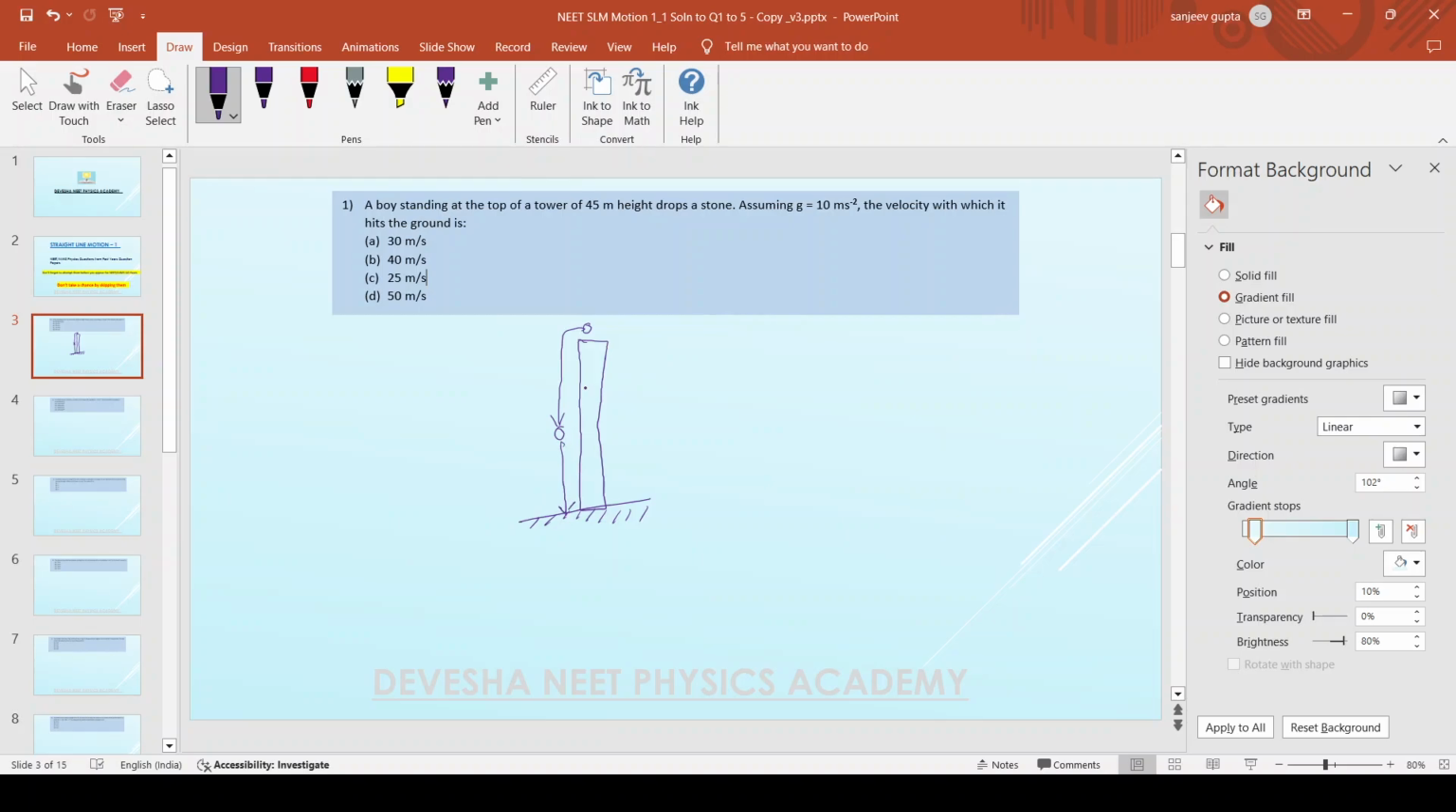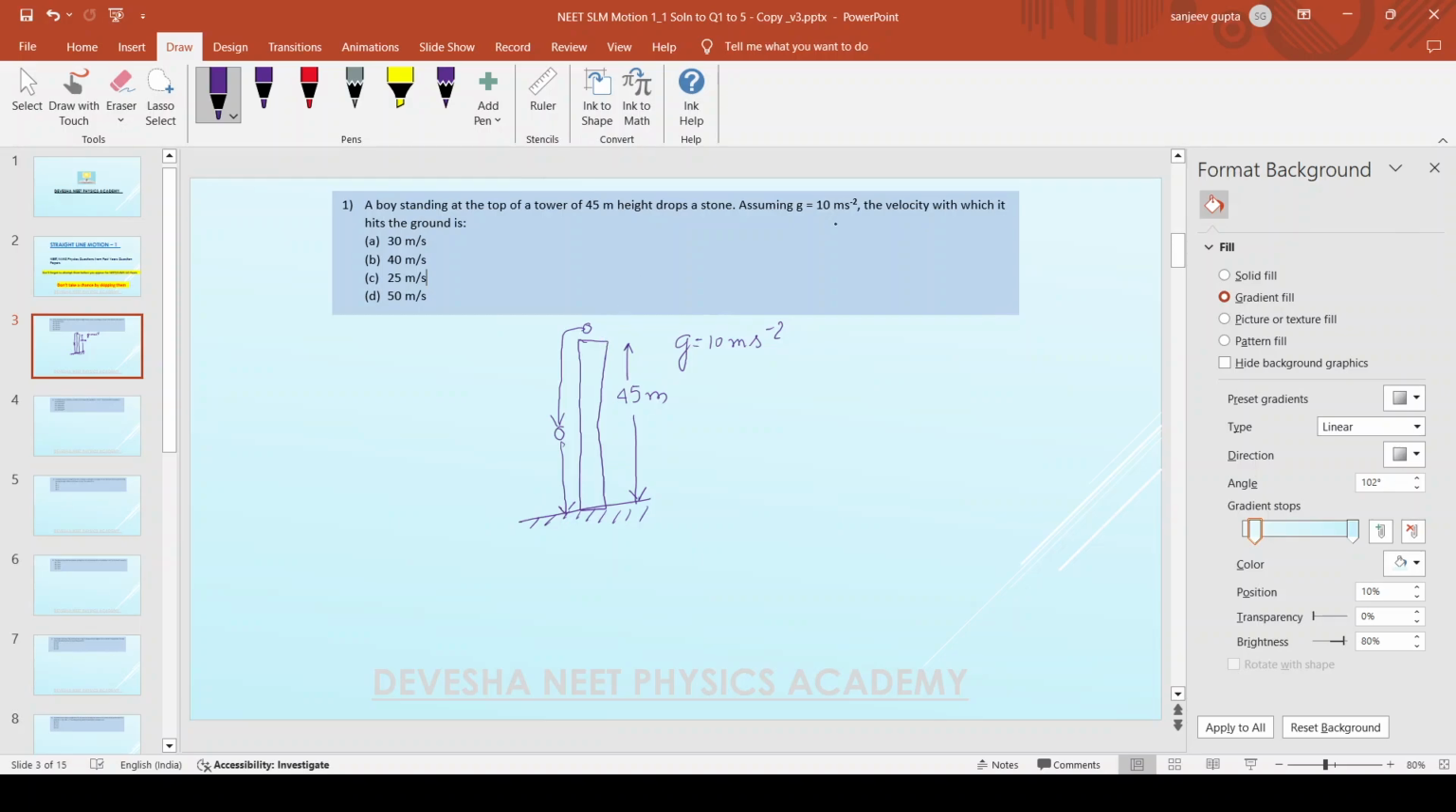And why is it dropping down? Because of the acceleration due to gravity, which is g here, and g is given to be 10 meters per second square. So when he drops the stone, it will drop with this acceleration due to gravity. The height of the tower is given to us as 45 meters. So this is the stone which is being dropped from a height of 45 meters.